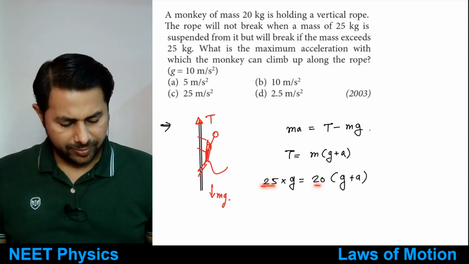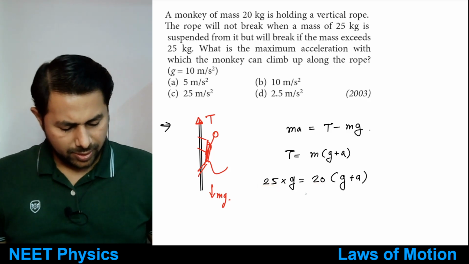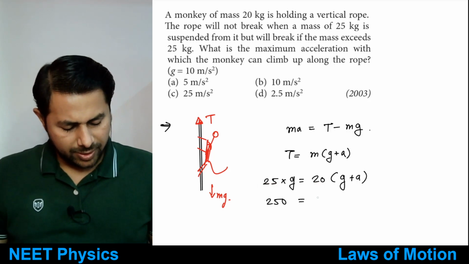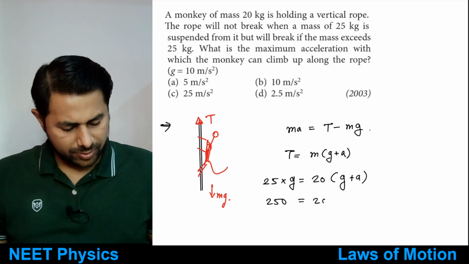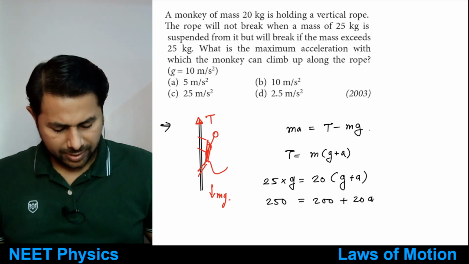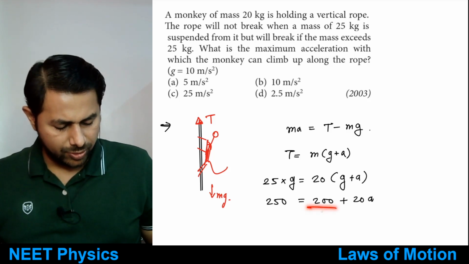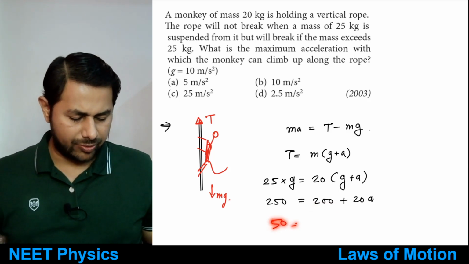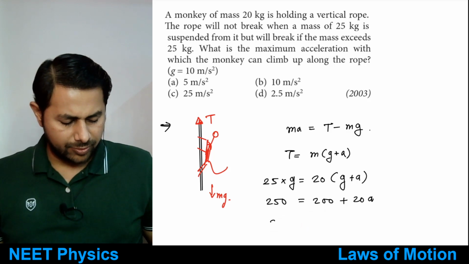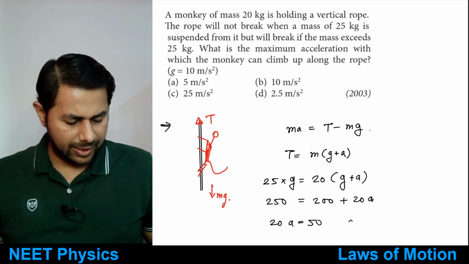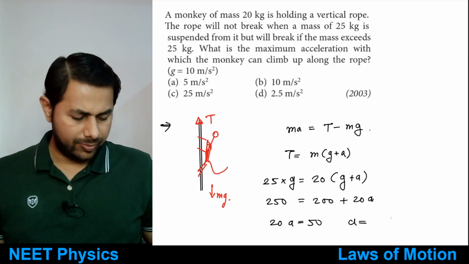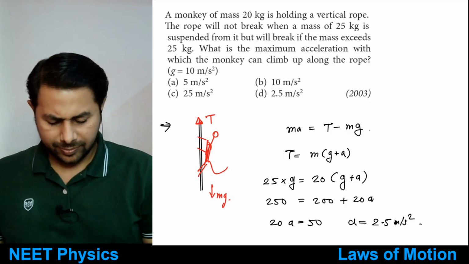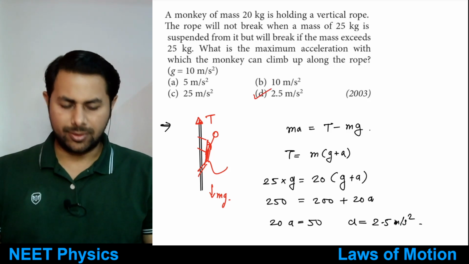So then 25 divided by 20, or a better way: this is 20 times g, this is 250, and this is 200 plus 20a. I have put g equals 10. So move this thing to the other side. 250 minus 200 is 50. 50 is equal to 20a, means a is equal to 50 by 20. So that's 2.5 meters per second squared. This is the answer.